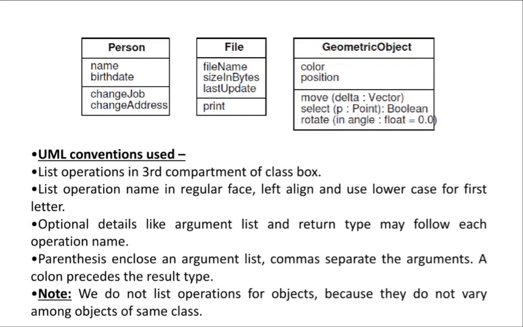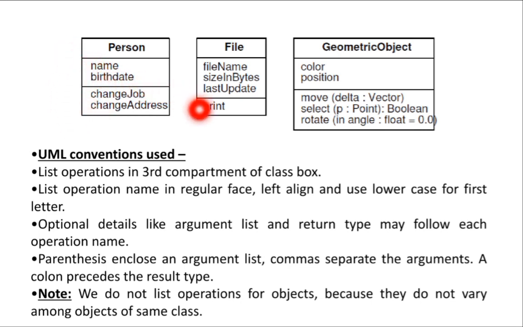Right? So you can see here, this is the UML notation. First compartment contains the class name. Second compartment contains the attributes. Third compartment contains the operations. For example, see what the operations are for the person class: change job, change address. A person can change job. A person can change the address. So these are the operations that apply to the person class.